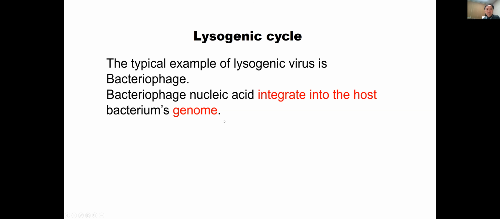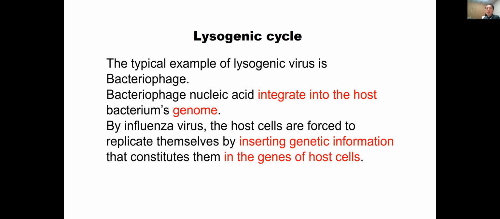Let's say originally they had a cyclic form of DNA, or RNA, and they make linear DNA, and this linear DNA is inserted into the genome of the host, and they do not make a protein coat. Then it's very difficult to say whether this genome is virus infected or not, if they don't show any symptom. It does not only happen to bacteria, it can happen to bigger animals too, human beings too.